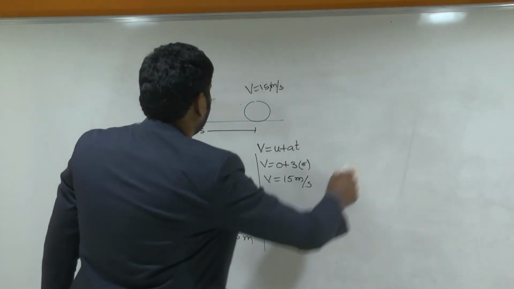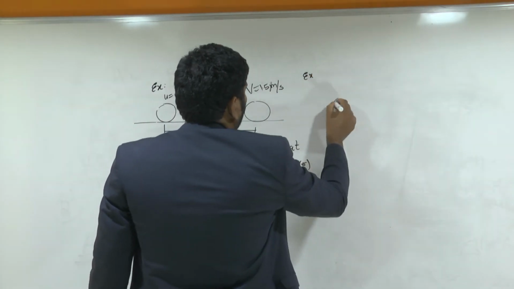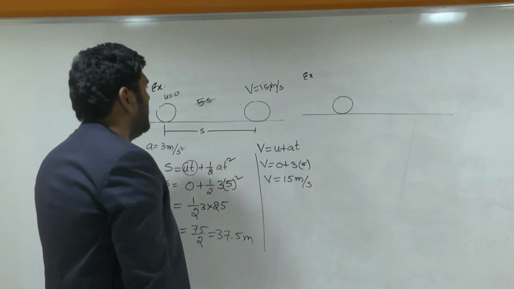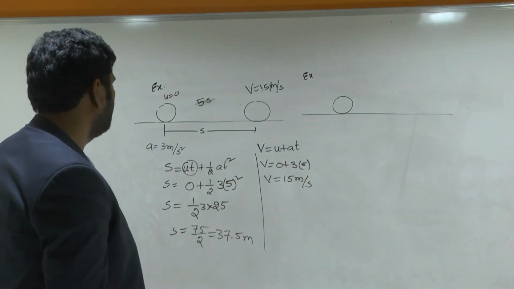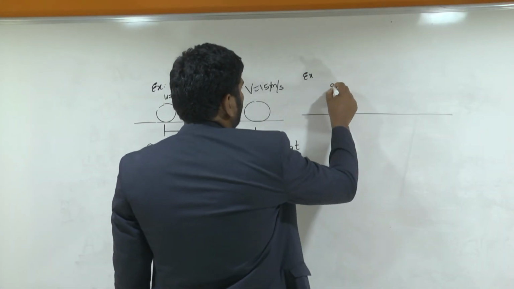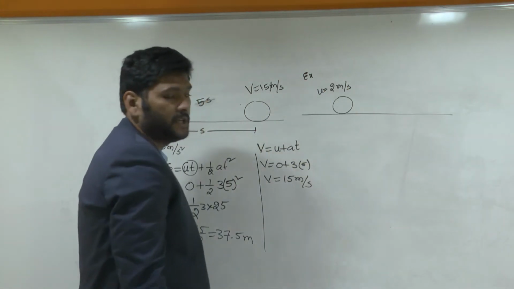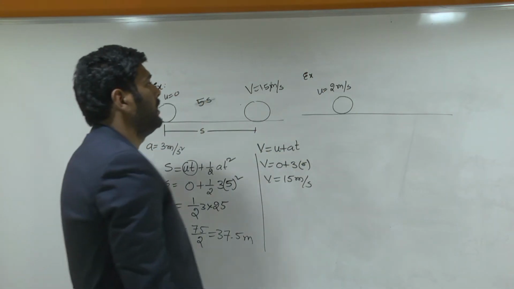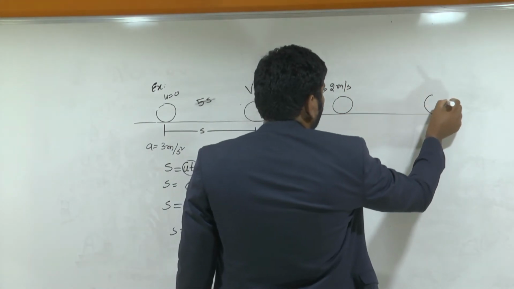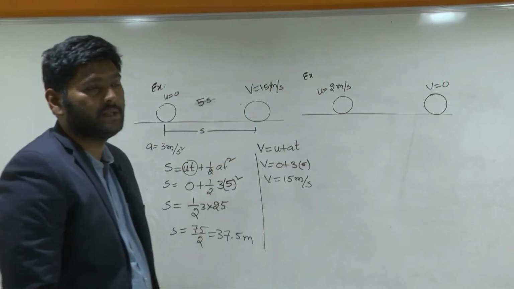I'll give one more example. The object is moving in a straight line path. Its velocity initially is 2 meters per second. After some time, its velocity becomes 0.